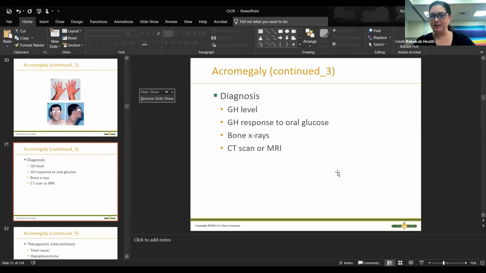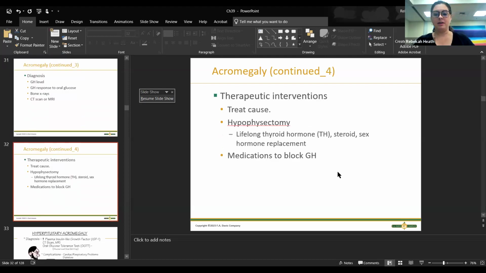So how are we going to diagnose it? Well, first, we're going to get a growth hormone level, right? We also want to see how they respond to glucose, same as with too little growth hormone. We're going to get some x-rays and scans to see if we can find out why this is an issue. We're going to treat the cause. They might have to have their pituitary gland removed, a hypophysectomy, and we're going to talk about that. If that's the case, they're going to need replacement of several hormones after that.